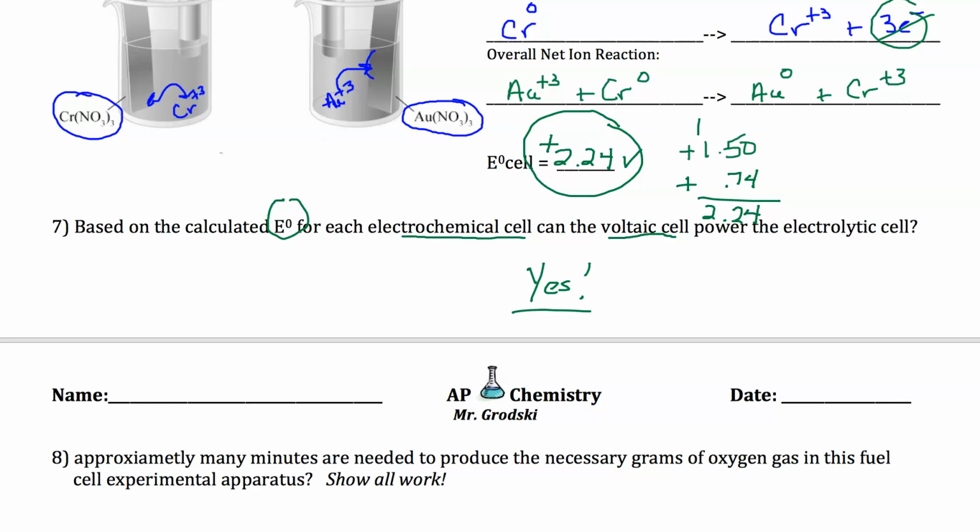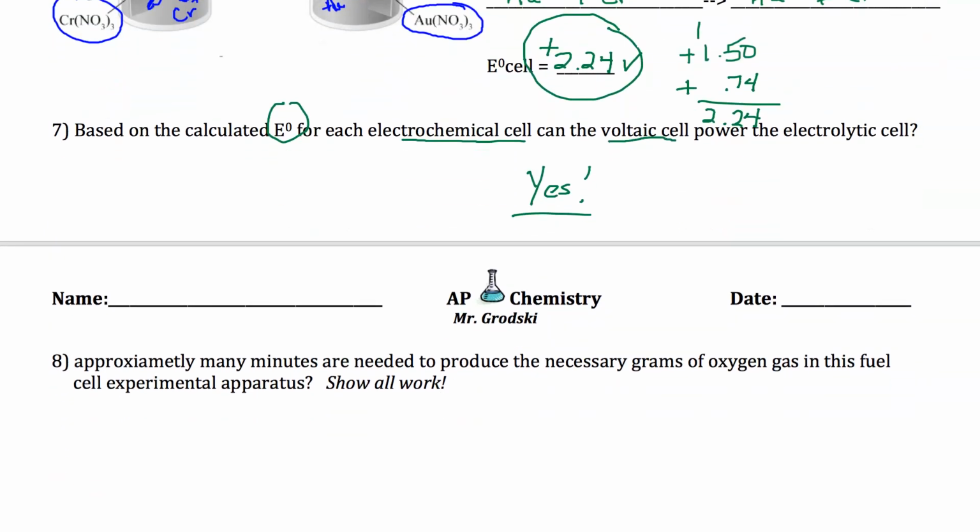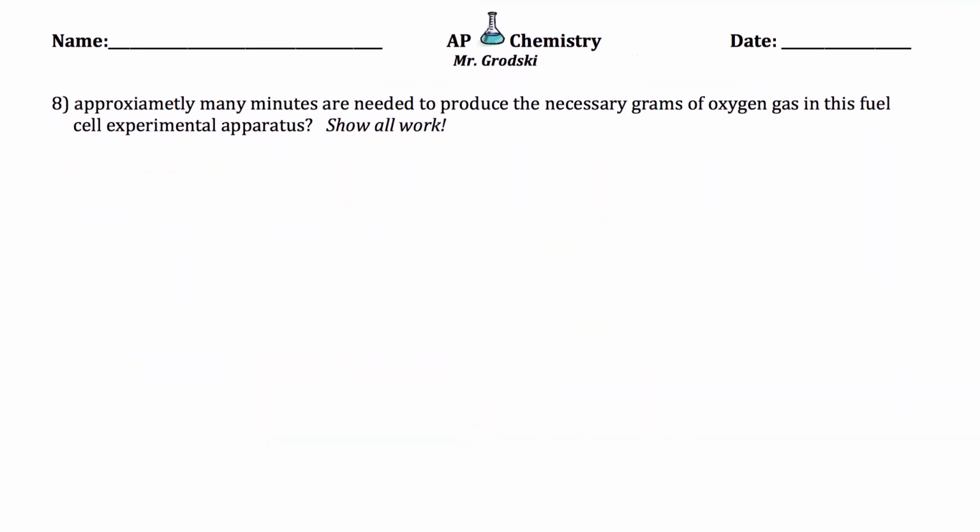All right, so let's go on to some more electrolytic type of calculations that people are starting to really love here. Okay, approximately, looks like I misspelled that. I feel bad, but now I'm over it. All right, I'm 2 mistakes away from being perfect. Number 8, approximately how many minutes, they're looking for time, are needed to produce the grams of oxygen gas in this fuel cell experimental apparatus. Okay, so we're looking for time.